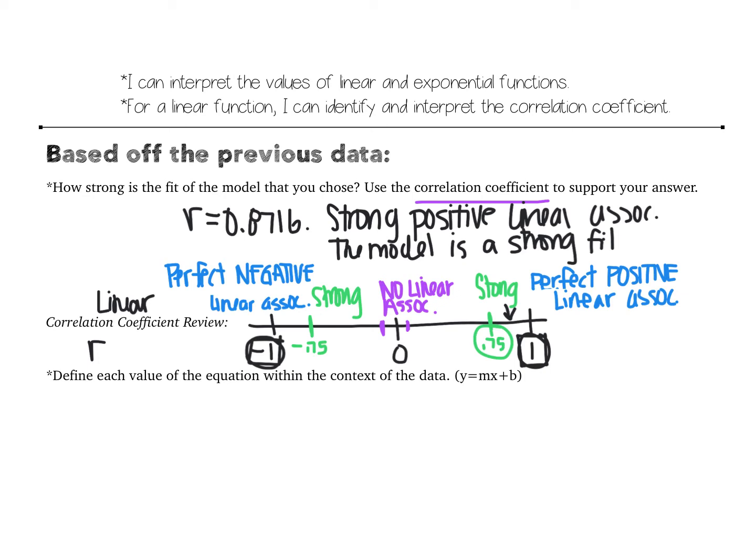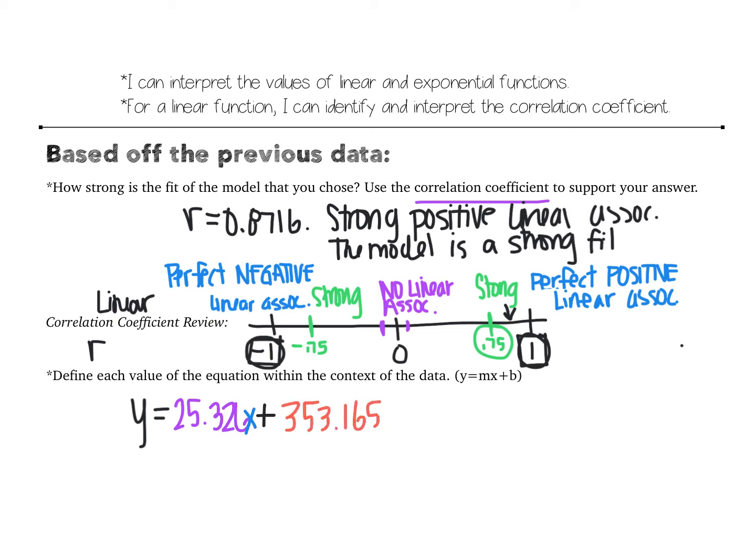All right, and the last thing we're going to do as far as new learning is we're going to define each variable of the equation within the context of the data. So our equation was y equals 25.326x plus 353.165.